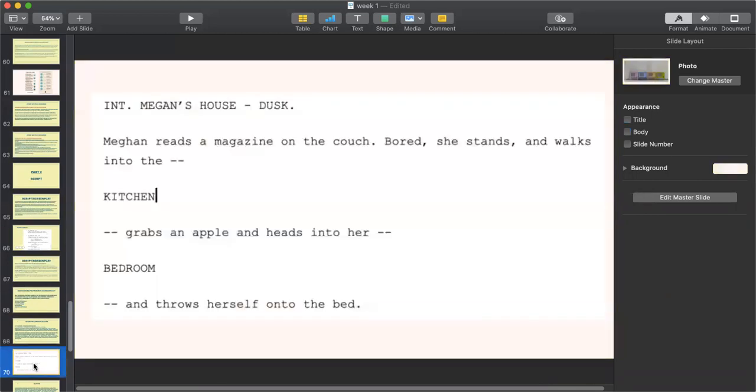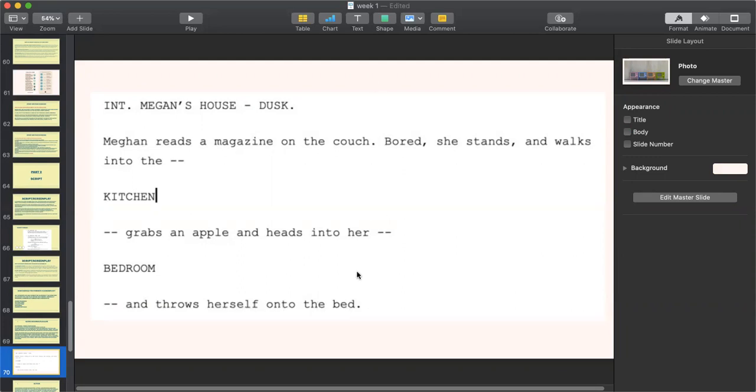Okay. So again, another example. Interior, Megan's house, dusk. So you set the lighting, the dusk. So what is Megan doing? Megan reads a magazine on a couch, bored, she stands, walks into the kitchen, grabs an apple and heads into her bedroom, and throws herself onto the bed.